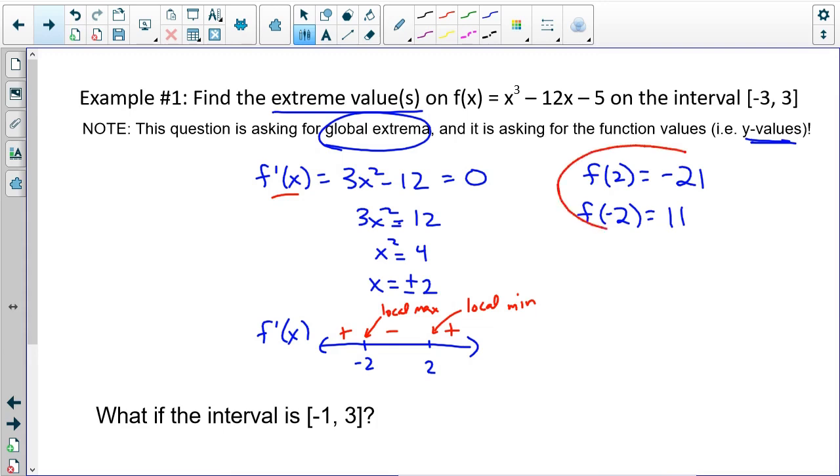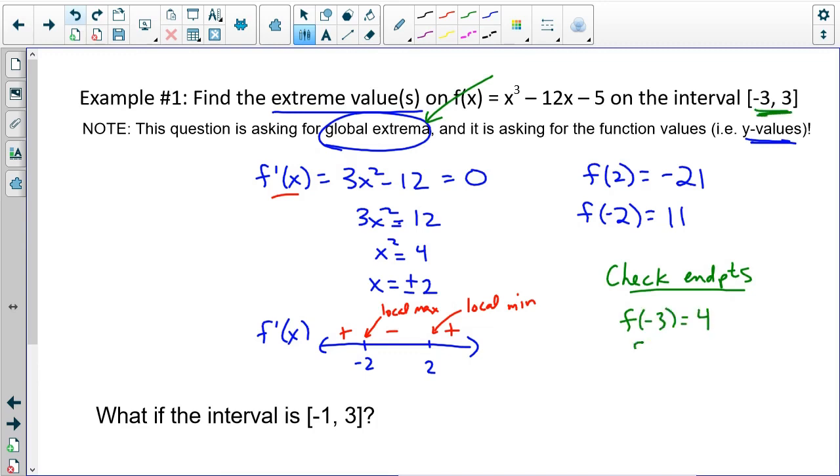If all I knew was this, I would think that f of -2 was my max and f of 2 was my min. But I also have to check the endpoints. It's very important to check the endpoints in any extreme value problem. You must check the endpoints. So in this case, since the interval is -3 to 3, f of -3 equals 4, and f of 3 equals -14. Once again, I'm just subbing them in really quickly. You would probably have to sub those values in, and this problem would likely be a no calculator problem, so you would have to do that on your own.